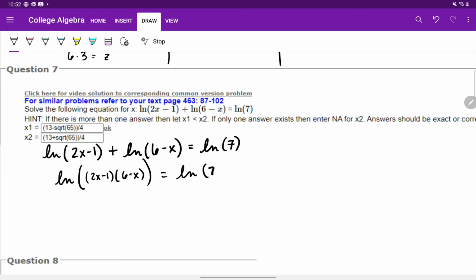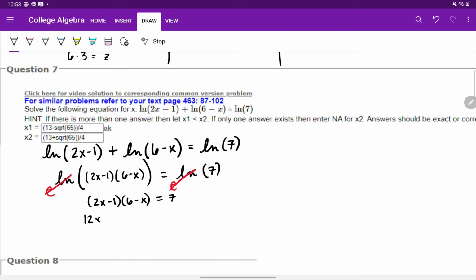Notice it was combined into a single log, but I had to use parentheses there to preserve the two factors. Now that we just have a natural log on one side and a natural log on the other side, we can cancel these by taking e to the power of both sides. Then what we're looking at is 2x minus 1 times 6 minus x on the left and 7 on the right. From here, this is relatively easy to solve. We don't have any natural logs getting in our way. Now we just need to FOIL this out and figure out what x is.